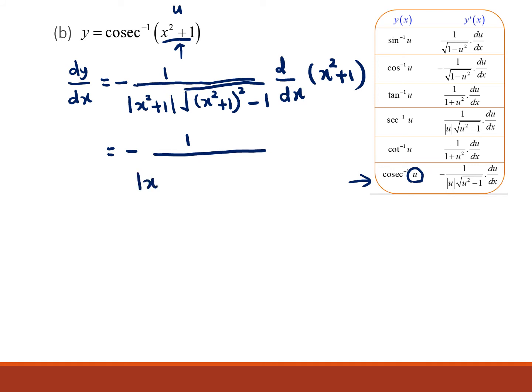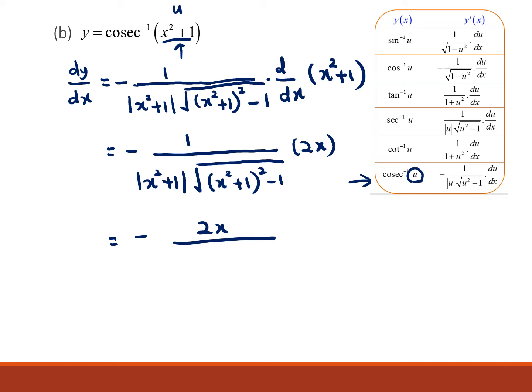So we simplify this. You can either expand this or you can just leave it like this. Times the derivative of x squared plus 1, which is equal to 2x. So now that would be our answer, which is this.